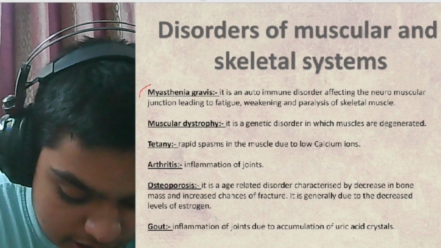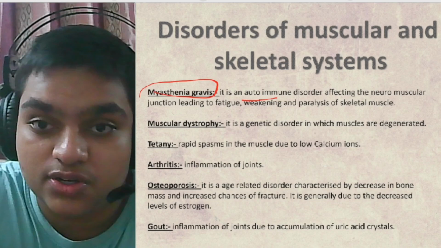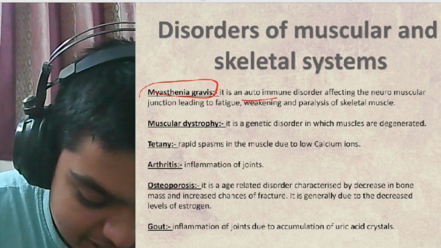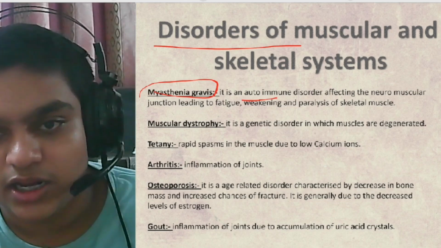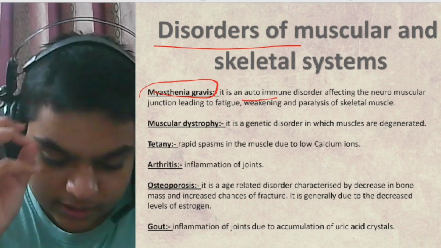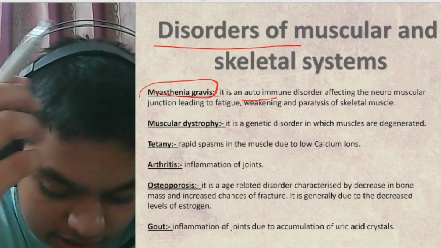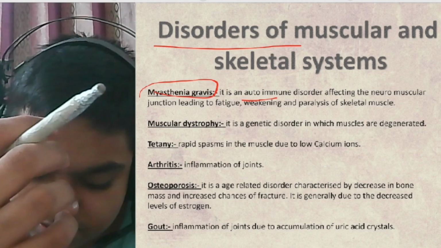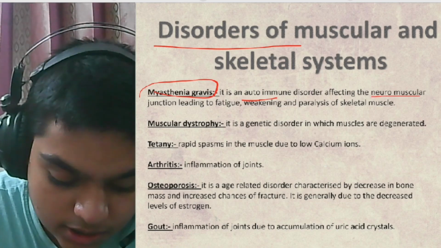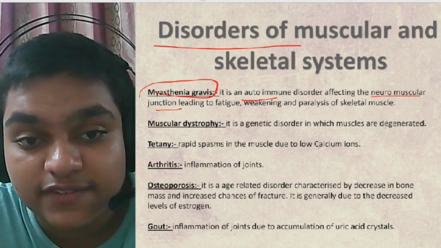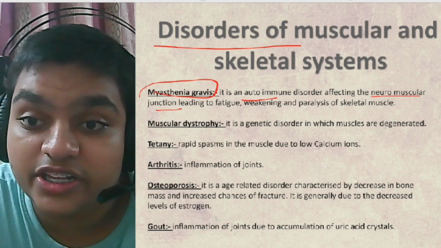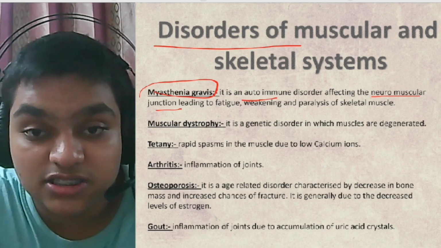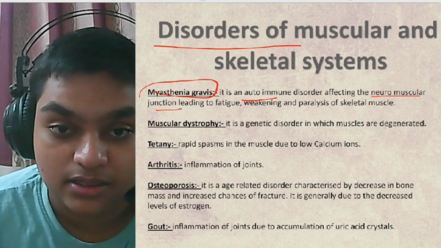Now, myasthenia gravis. It is an autoimmune disorder. Sorry, I haven't read the heading. Yeah, it is disorders of the muscular and skeletal system. Now we'll be studying about this. Myasthenia gravis, an autoimmune disorder affecting the neuromuscular junction, leading to fatigue, weakness, and paralysis of skeletal muscle. What is the neuromuscular junction? It is a junction between the motor nerve and skeletal muscle.